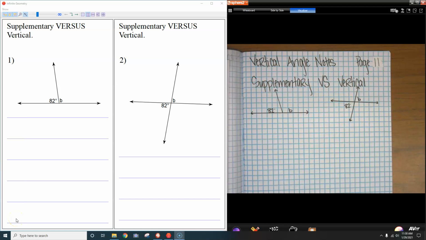Hello everyone. Today we're taking notes on vertical angles on page 11 in our notebook. If you did not update your notes on page 3, please pause the video and do that first.